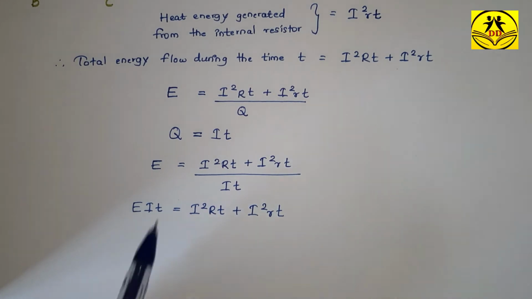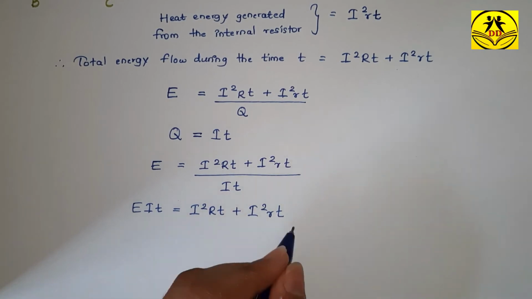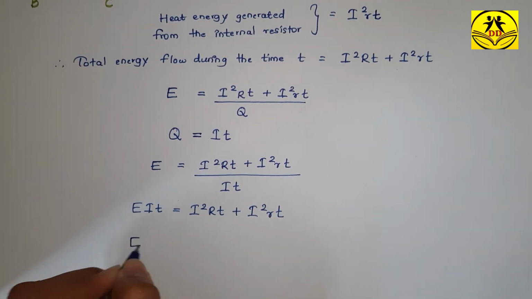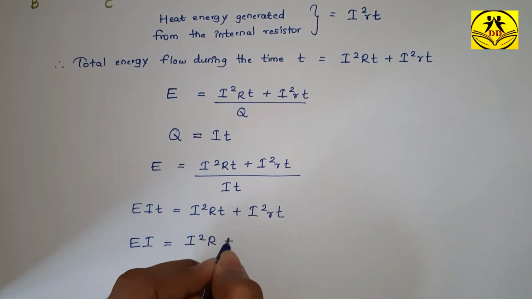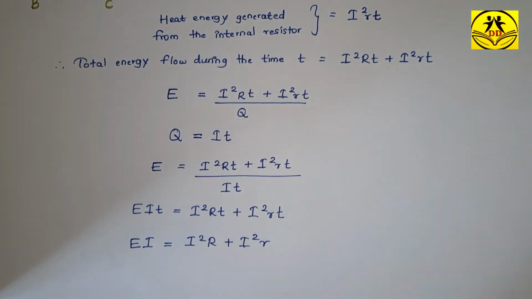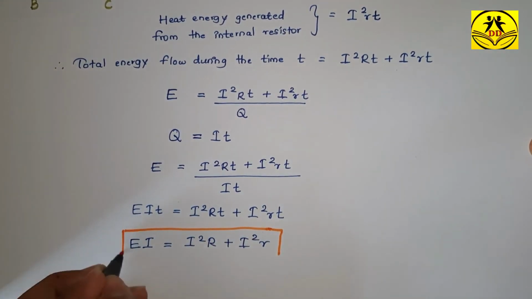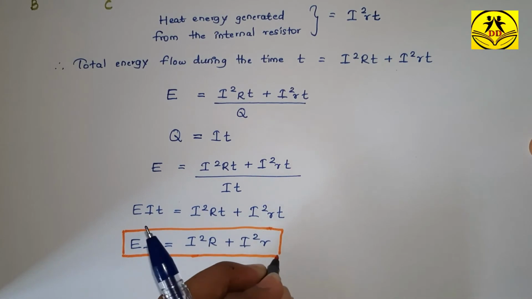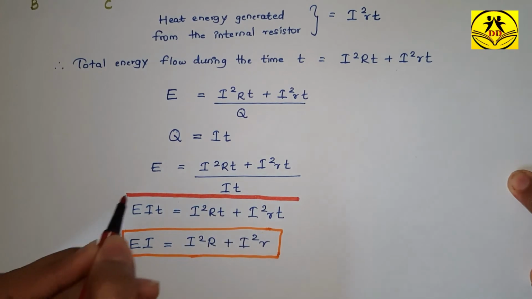So if you divide this entire thing by time t, what you will get is the power. Power equals energy divided by time. So this t gets cancelled. So power can be written as EI equals I squared R plus I squared r. So this will be the relationship for the power generated by a simple circuit, and this is for the energy.